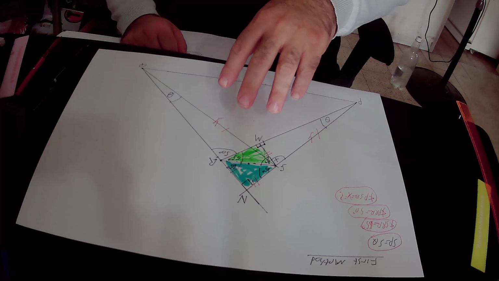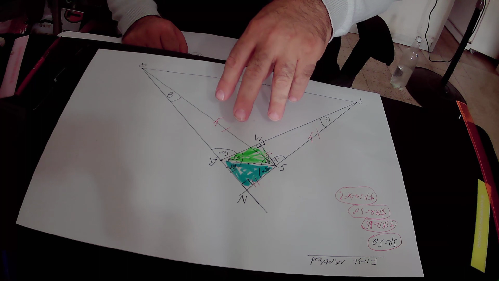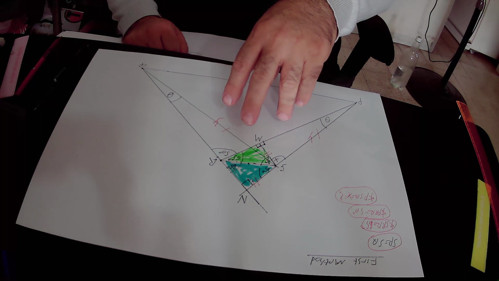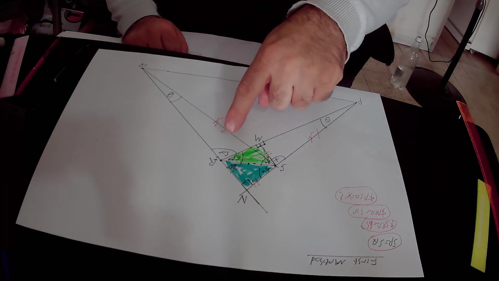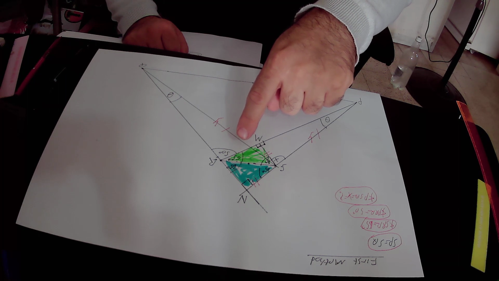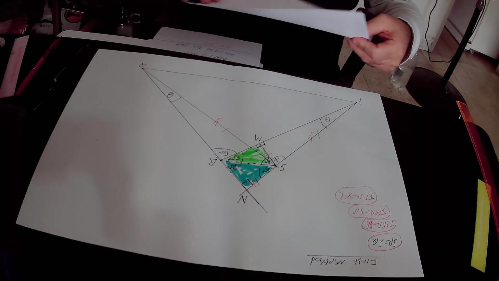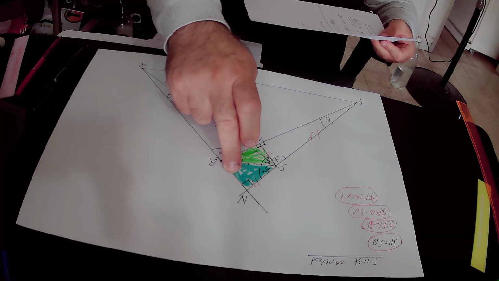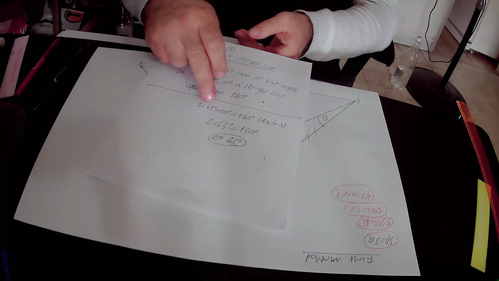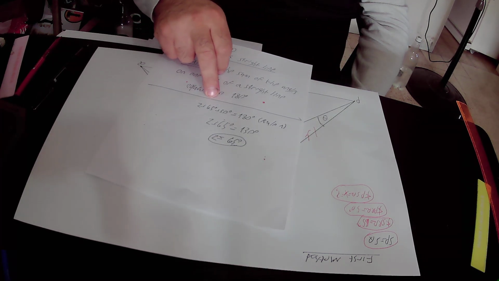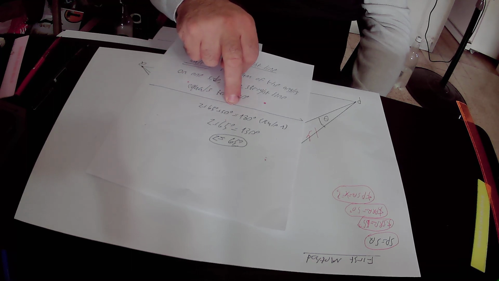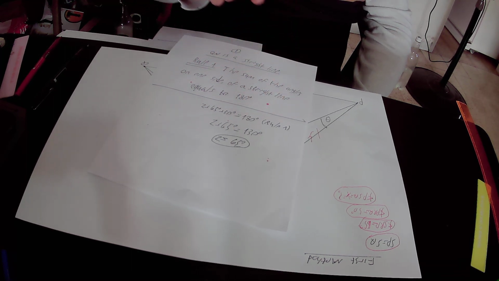So if we look from this side of the straight line QN at point R, the sum of the angles must be equal to 180 degrees according to rule number 1. That is to say, this angle is defined as Z, so angle Z plus 65 degrees plus 50 degrees must be equal to 180 degrees according to rule number 1.